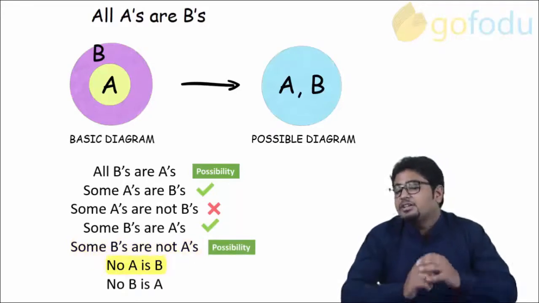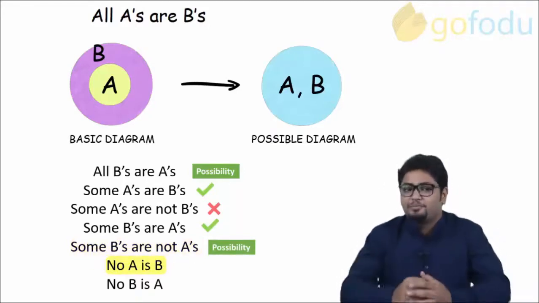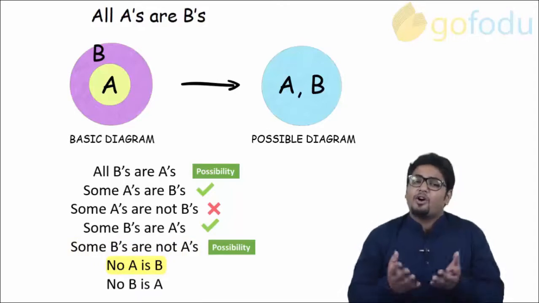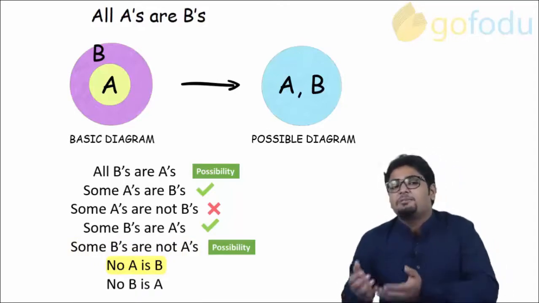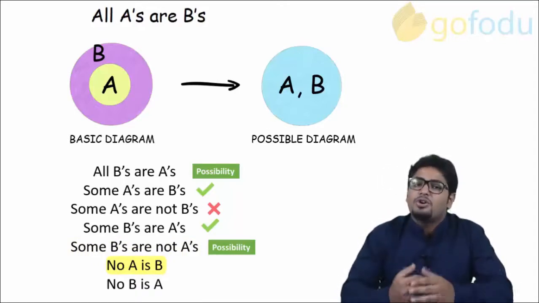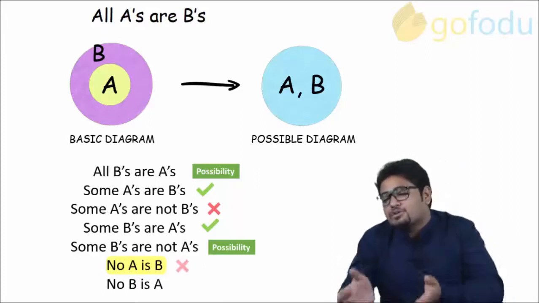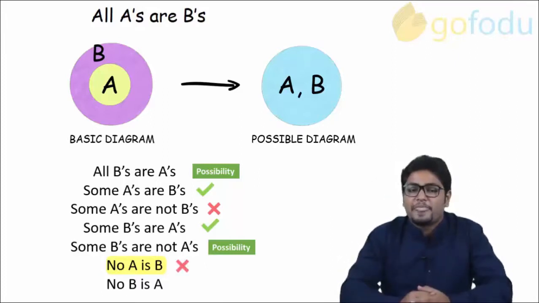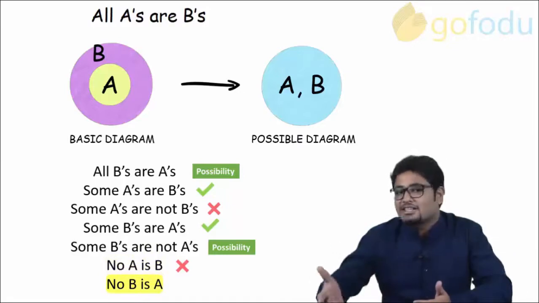Next we have no A is B. We know that all elements in A are there in B as well. So, no A is B is absolutely not possible. Same goes for the last statement as well.